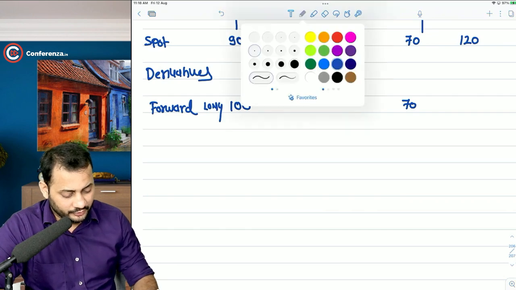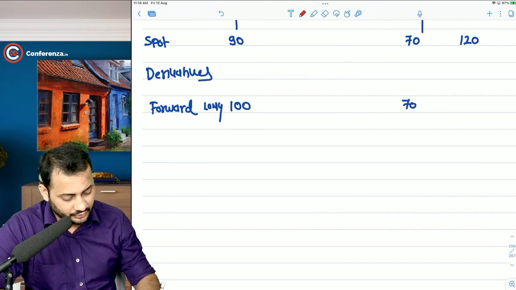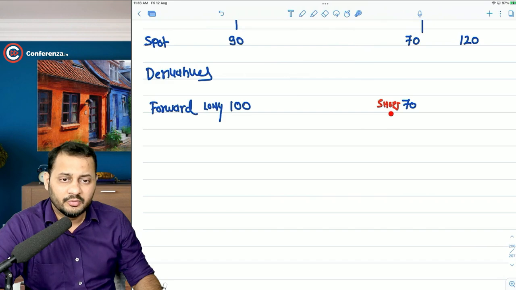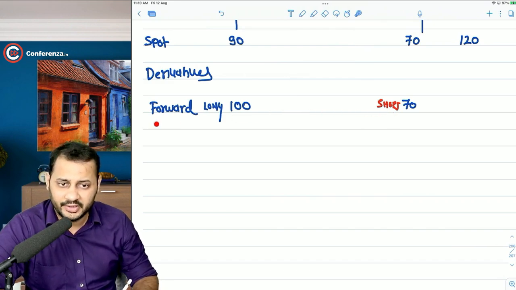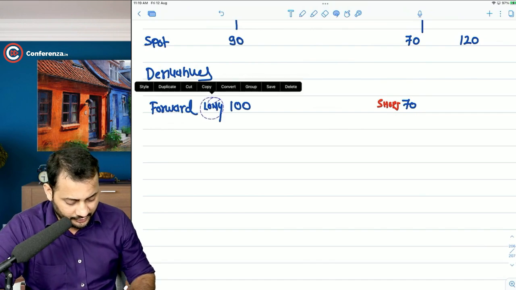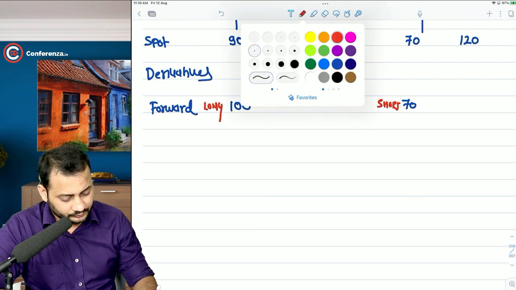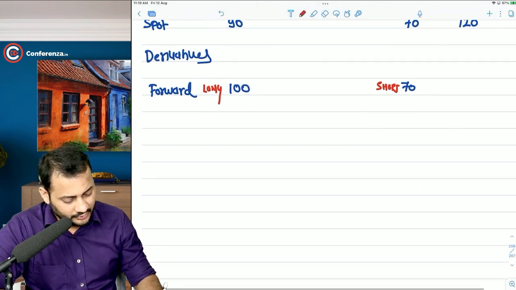You had a long position in the forward contract. You will take a short position to close this contract, right? What will be the profit or loss? Whether there will be any profit or there will be a loss. Sir, there will be a loss. The loss will be of 30 rupees.